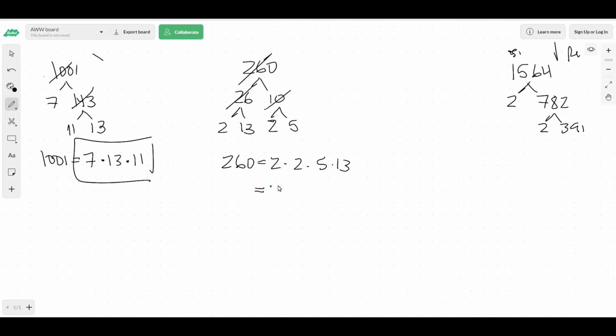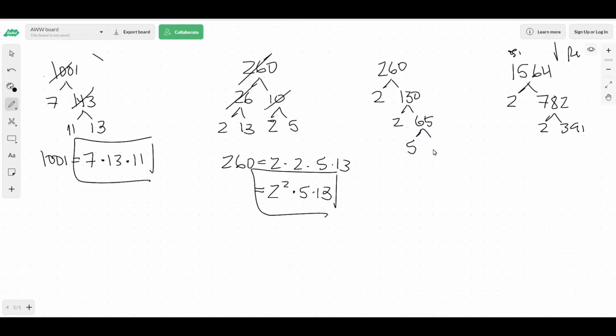The next thing I'm going to do is write the powers. That 2 times 2 is going to be condensed. And this is the format that MyMathLab and your textbook expect. I'm a little less rigid, but I do want you to be as clear as possible. Now, note, I picked 26 and 10 for my first numbers. I could have picked different ones. I could have done what I did before with the 1564, with 2 and 130, 2 and, what would that be? I don't even know. Oh, 65. And that would be a 5 and a 13.